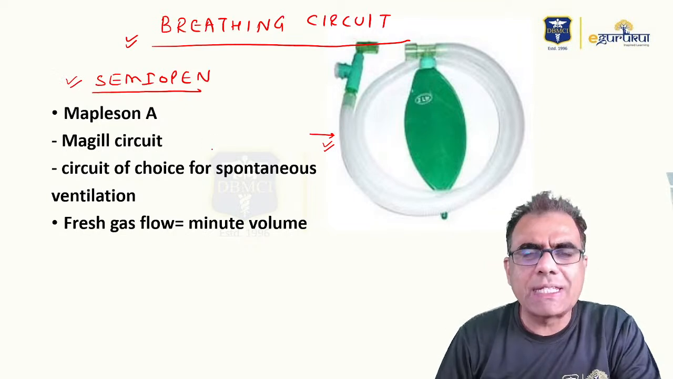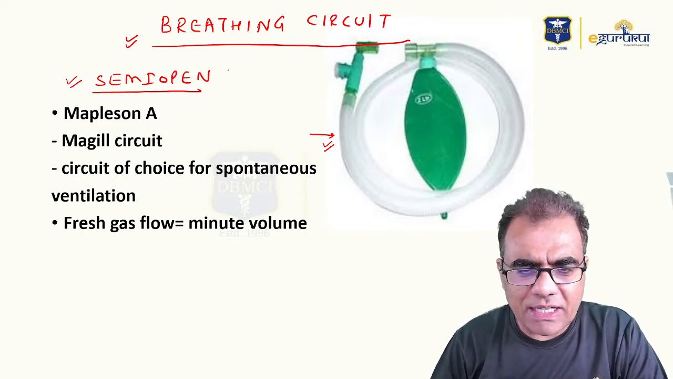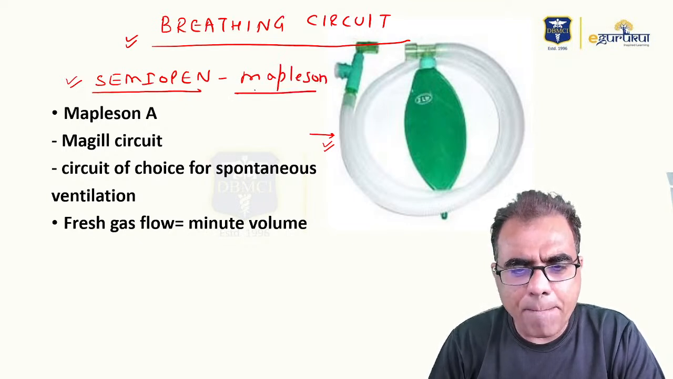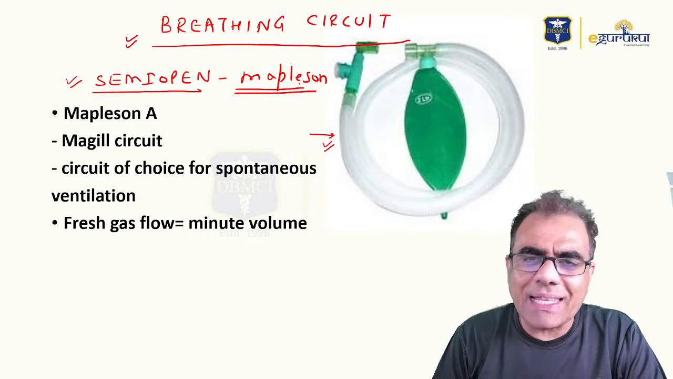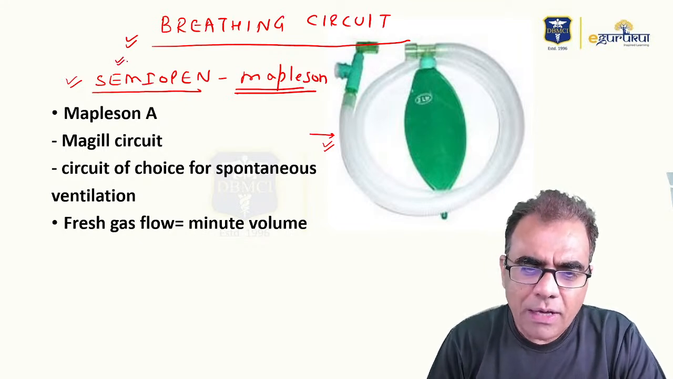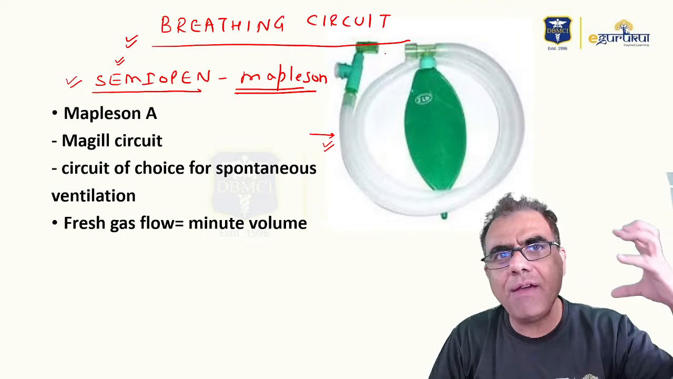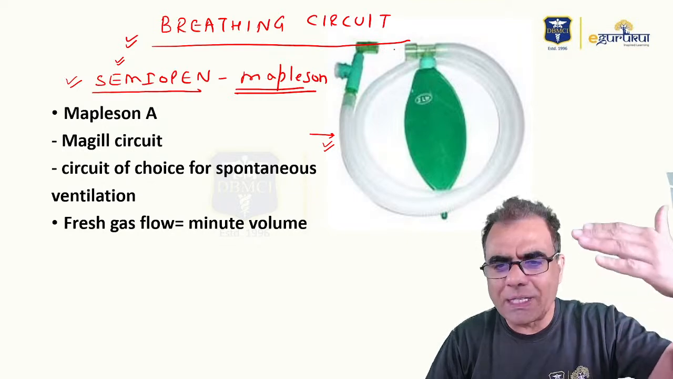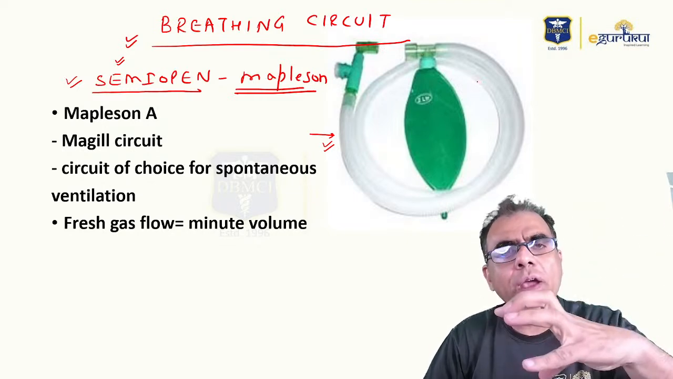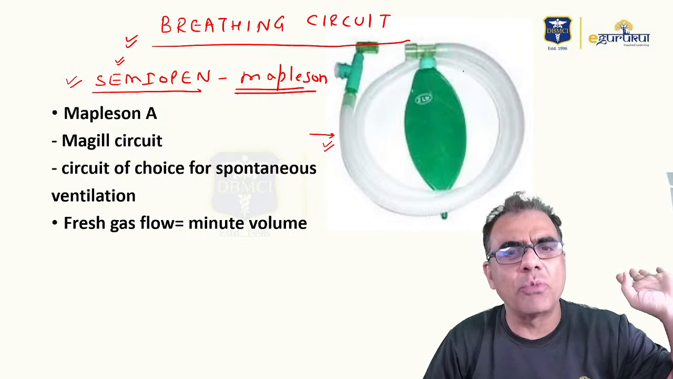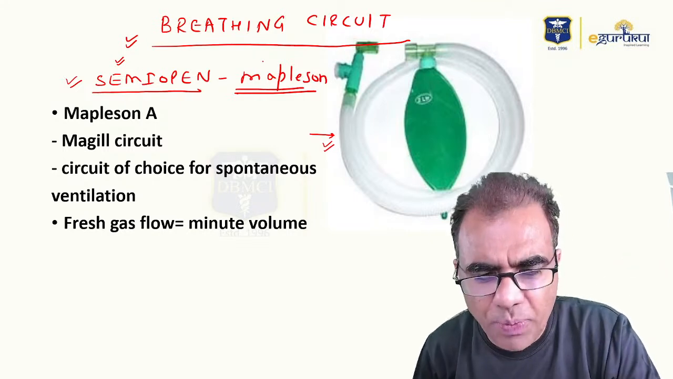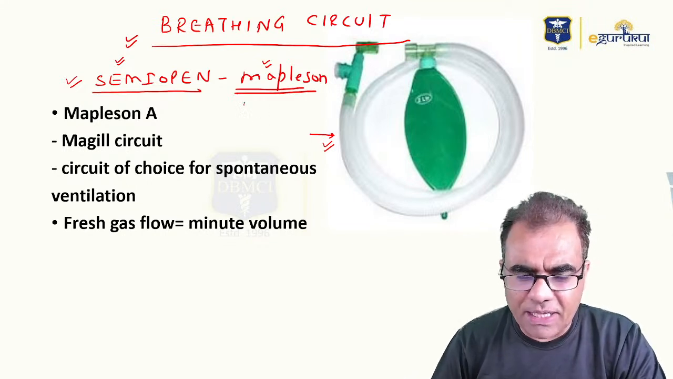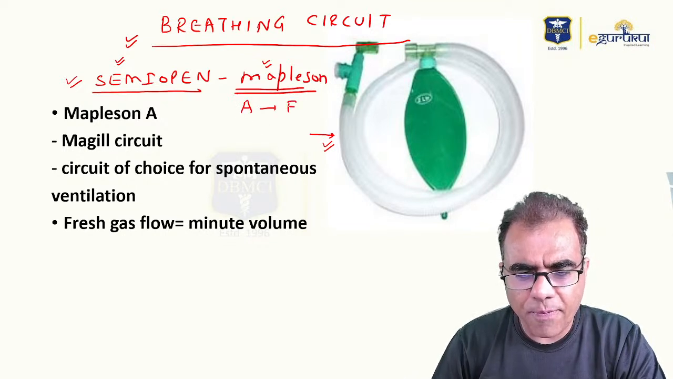Semi-open. These semi-open circuits were described by the scientist Mapleson. So they are called Mapleson circuits. As the name suggests, what do we mean by semi-open? It means some gases are reused, or you can say some gases go back into the tubing while some gases are venting out into the atmosphere. So that is semi-open. Mapleson described these circuits from A to F.